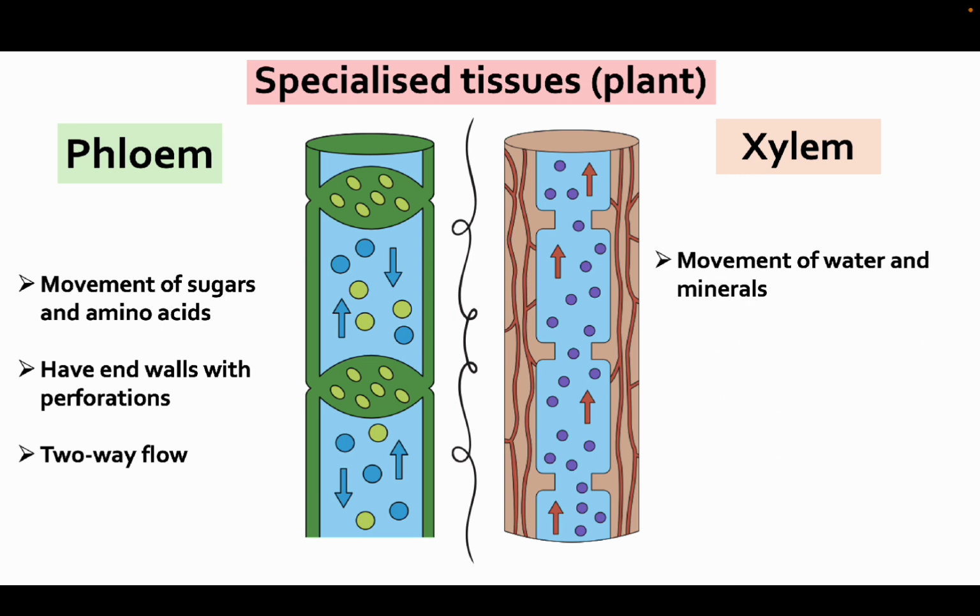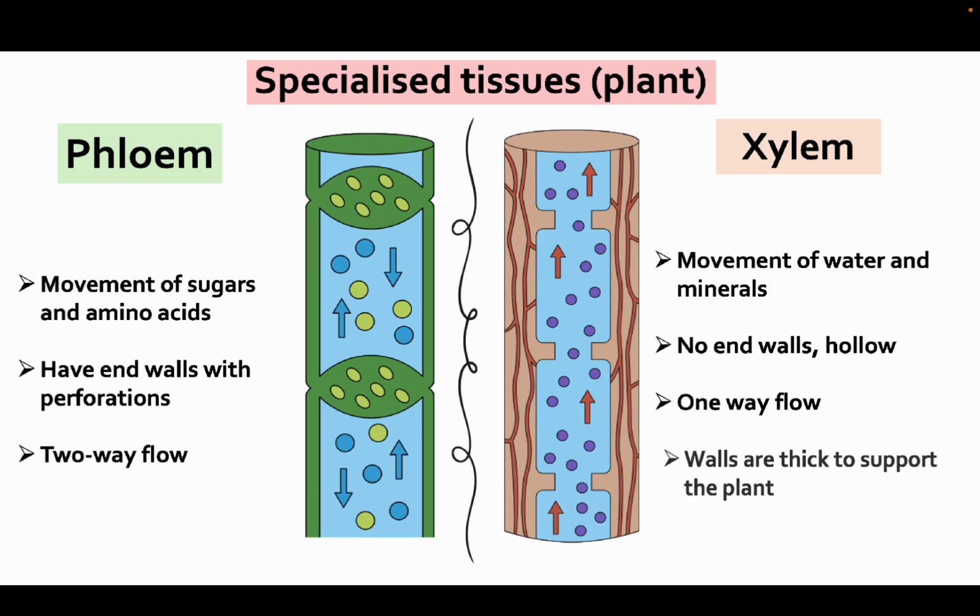Looking at the other side, you have the movement of water and minerals. There are no end walls, so it's hollow. It's a one-way flow system, as you can see the arrows are facing upwards. And the walls are thick to support the plant.